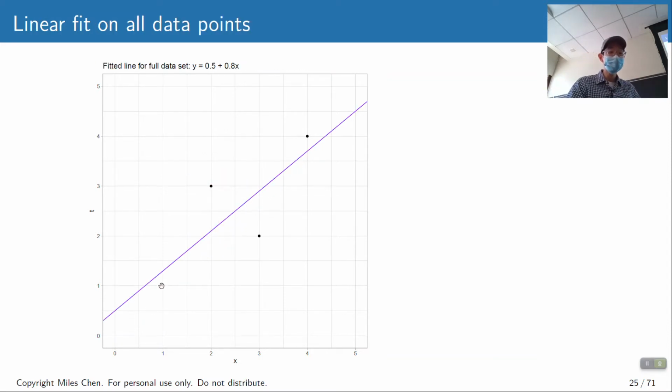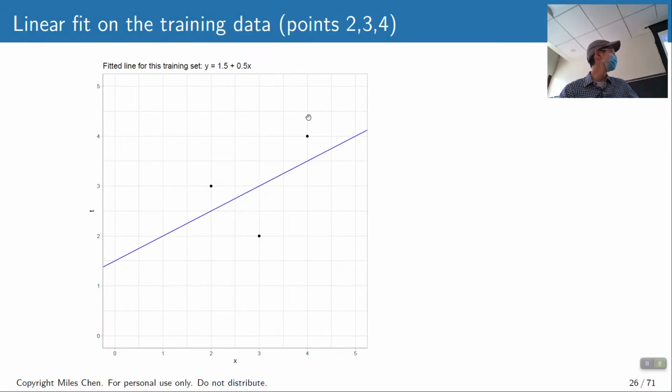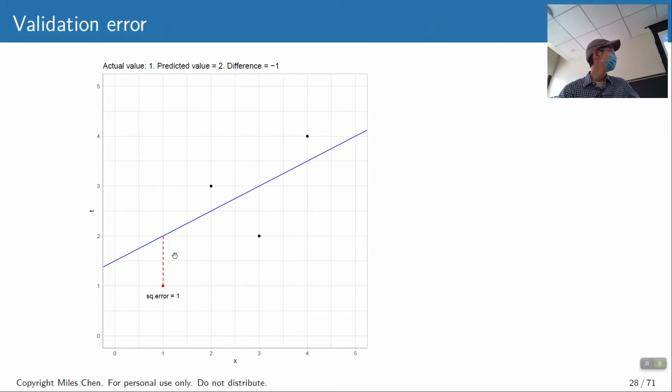And then lastly, we're going to remove this one. This will be our validation point. We remove that. For the remaining 3 points, this is the line of best fit. I put this one back in. We say how much error is there. We have an error of 1, and we square that, and we get squared error of 1.